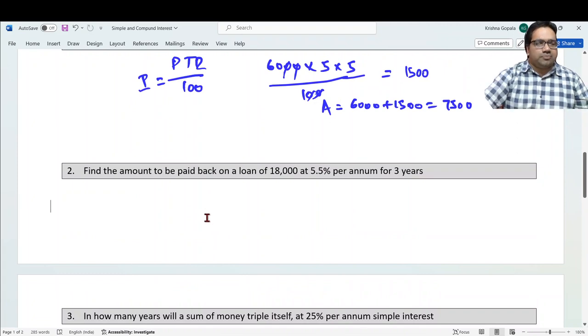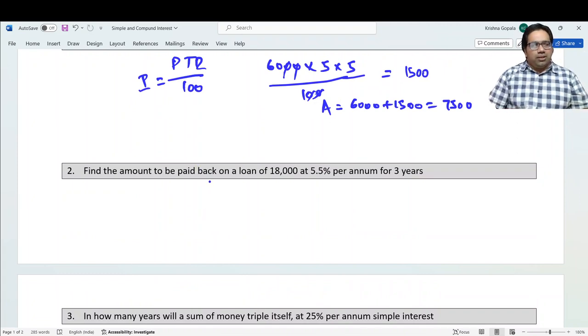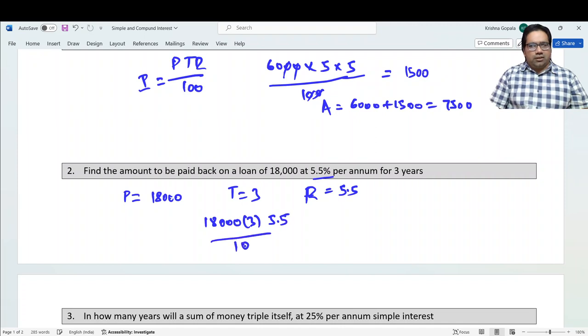Now, find the amount to be paid back on a loan of 18,000 at 5.5% per annum for 3 years. What is P here? P is 18,000. What is T here? T is 3. What is R here? R is 5.5. So P into T into 5.5 by 100. This is the total interest.